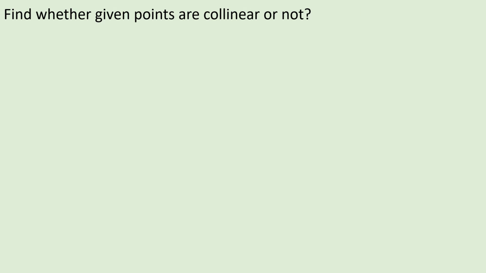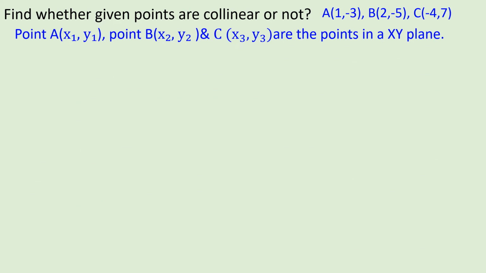Find whether the given points are collinear or not. The points are A (1, -3), B (2, -5), C (-4, 7). Let us assume point A has x1, y1, point B has x2, y2, and point C has x3, y3 in the xy plane.